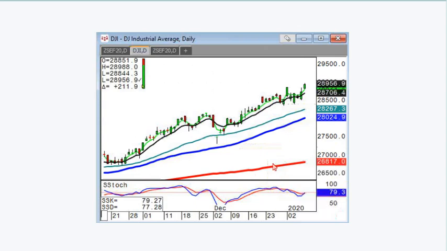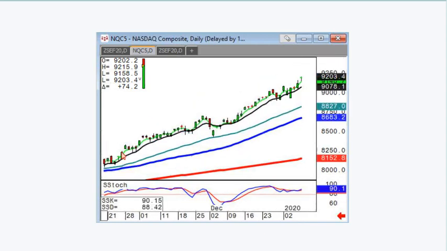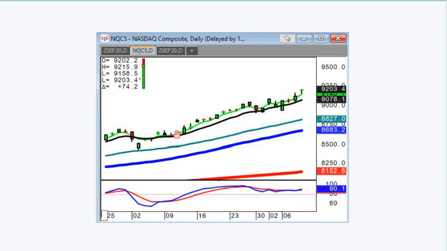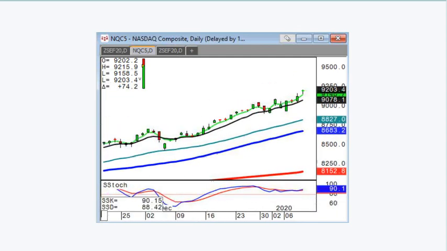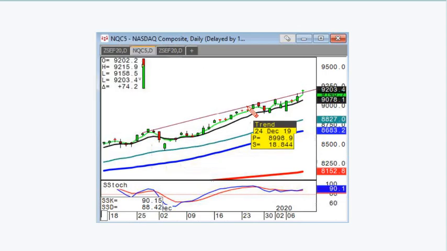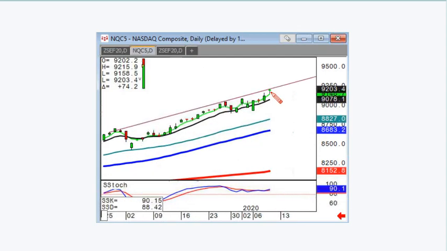So here's the market trend on the Dow. Now here's the market trend on the NASDAQ. I'm going to make this a little bit bigger. So if you kind of do this, you can see what the top of the trend channel looks like. Today they gapped it up. Bigger again.